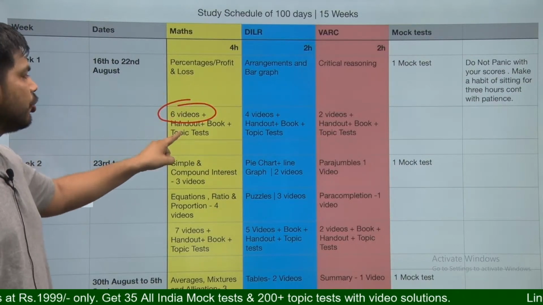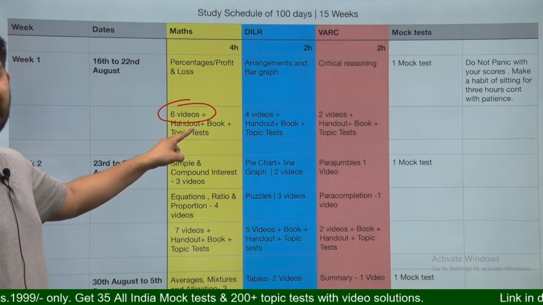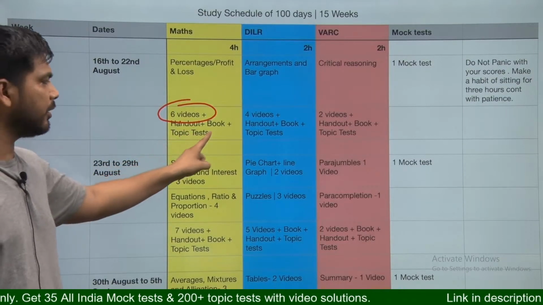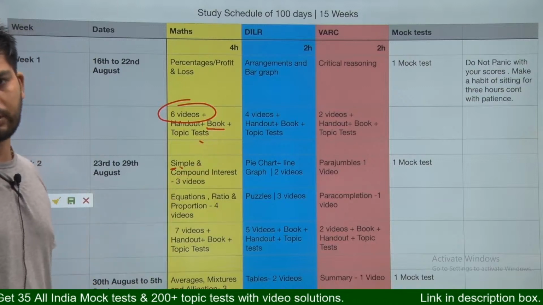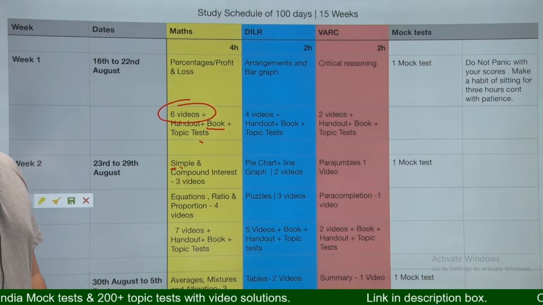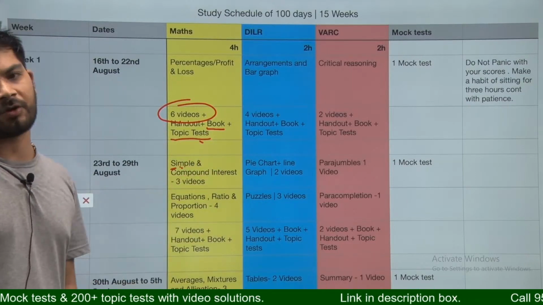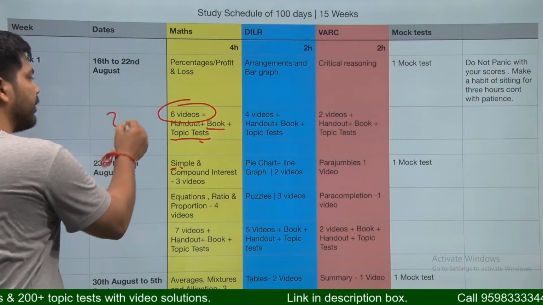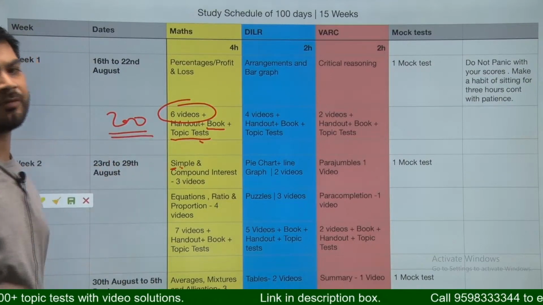After that, you will do the handout questions. Handout questions will contain approximately 60 to 80 questions per chapter. Then you will solve the book questions. That would include approximately 60 questions per chapter, and then the topic test, approximately 75 questions per chapter. So if you include all, you will be solving approximately 200 questions per chapter.